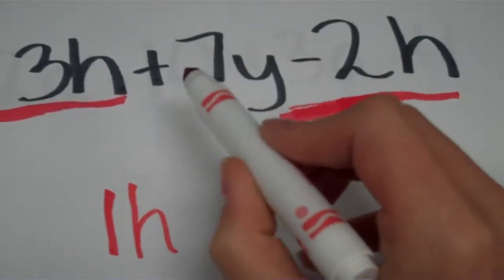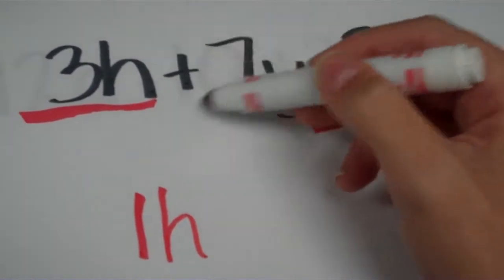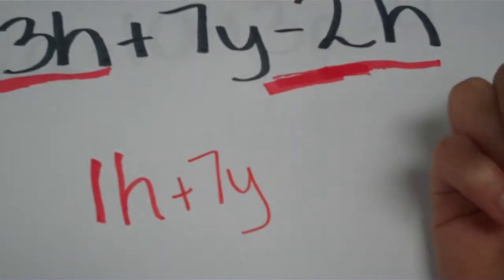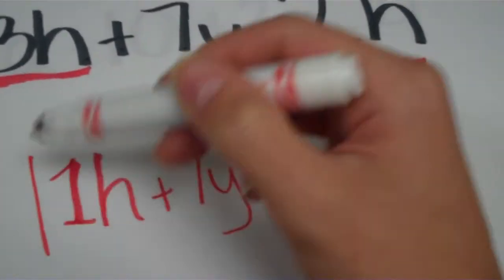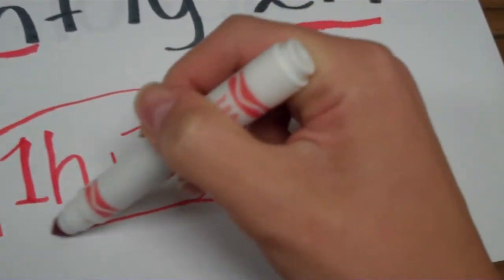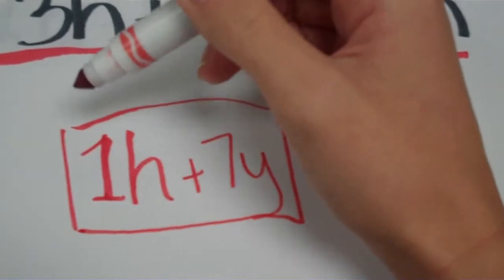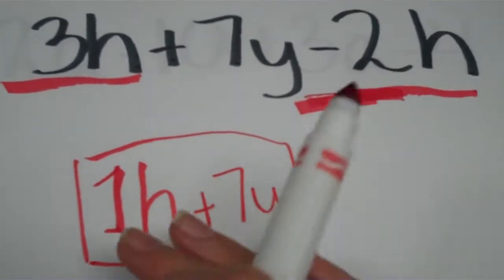okay? And then here's a Y. Are there any other Y's? No. So this is a positive or plus 7Y, right? So I'm just going to put plus 7Y. Alright? And by the way, this is a 1 if you're confused. Okay? And that is it. Also on this, it says 1H. You don't have to write the 1 because remember, if there is no number, the number is 1. So just letting you know, but it doesn't matter.